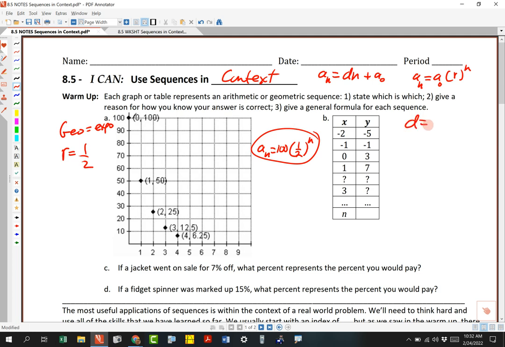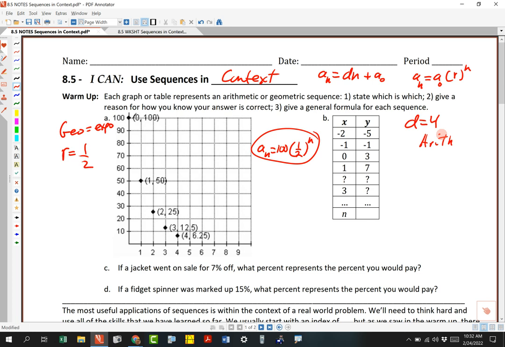Okay, Marcus, back to you. Is it a +4 or a -4? A +4. So that means it's got a common difference. That means it's arithmetic. What other name could we throw out here with arithmetic? What other name? Bradley?